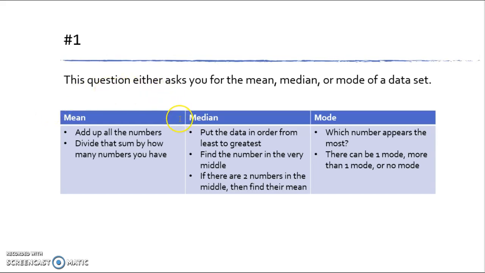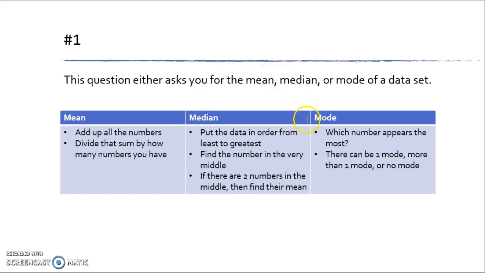If you're being asked to find the median, the first thing that you'll need to do is put your numbers in order from least to greatest, smallest to biggest. Find the number that's in the very middle of that list. If there happens to be 2 numbers that are in the middle, then you will find the average or the mean of those 2 numbers, and your answer will be the median.